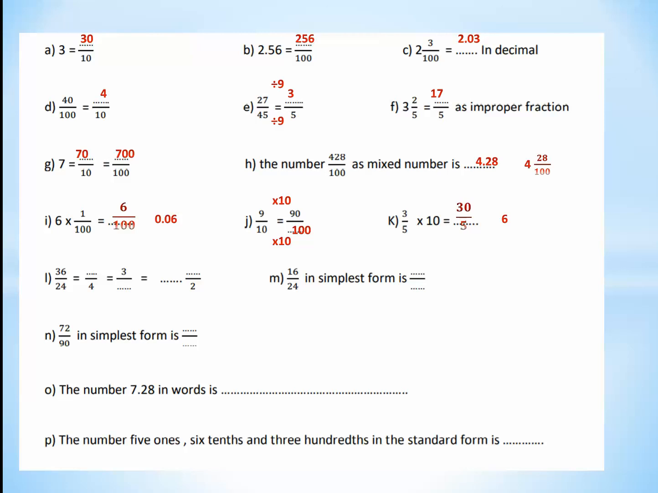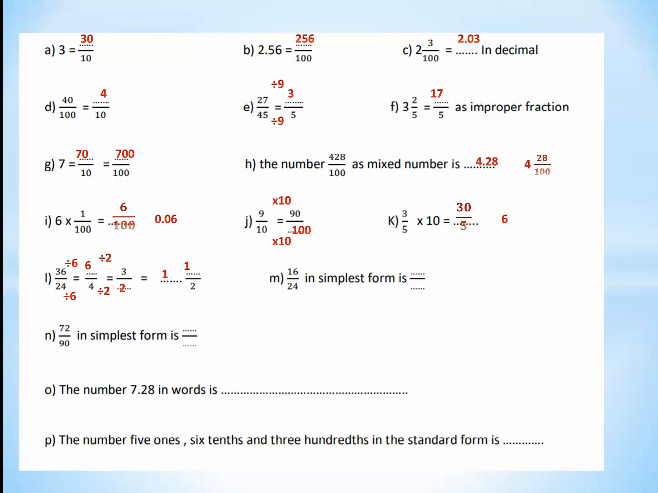36 over 24. 24 becomes 4, so we will divide by 6. 36 divided by 6 equals 6. Okay, 6 becomes 3, so it will be divided by 2. And 4 divided by 2 equals 2. 3 over 2, if I want to convert it into a mixed number, it will be 1 and a half.